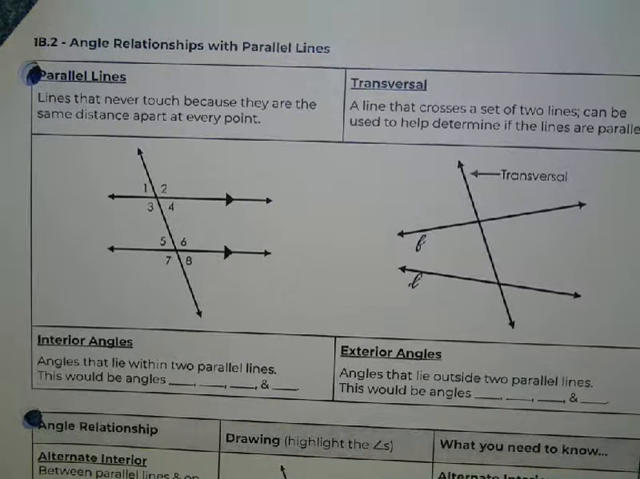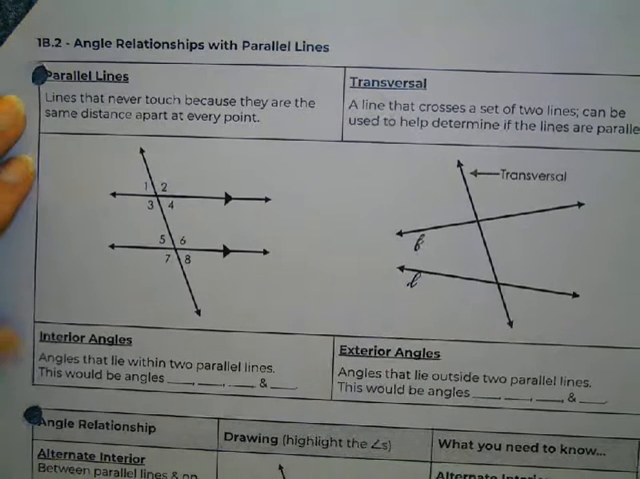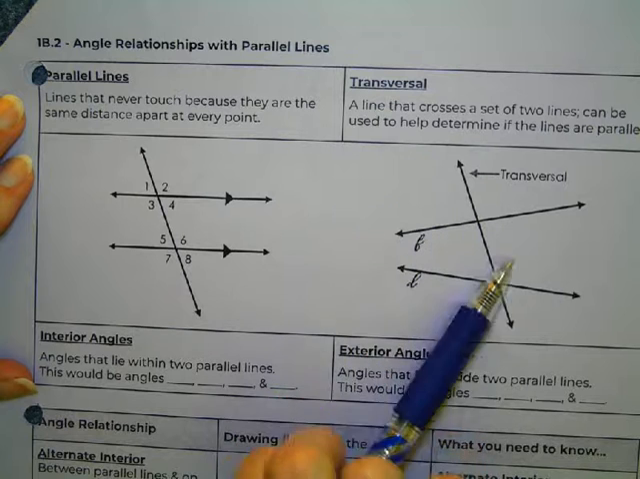Now, more specifically, these types of relationships can exist without parallel lines, but they won't be congruent or supplementary if these things don't exist. So, lines that never touch are parallel lines. A line that goes through two lines is called a transversal.